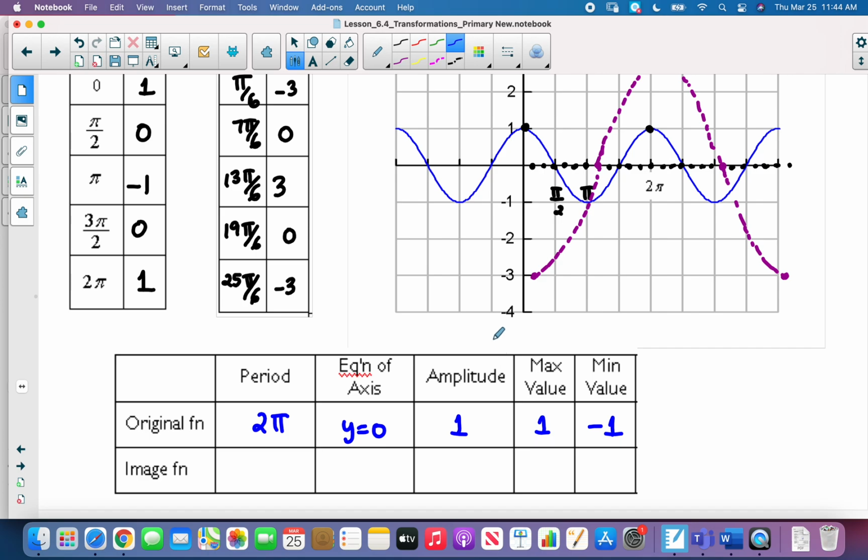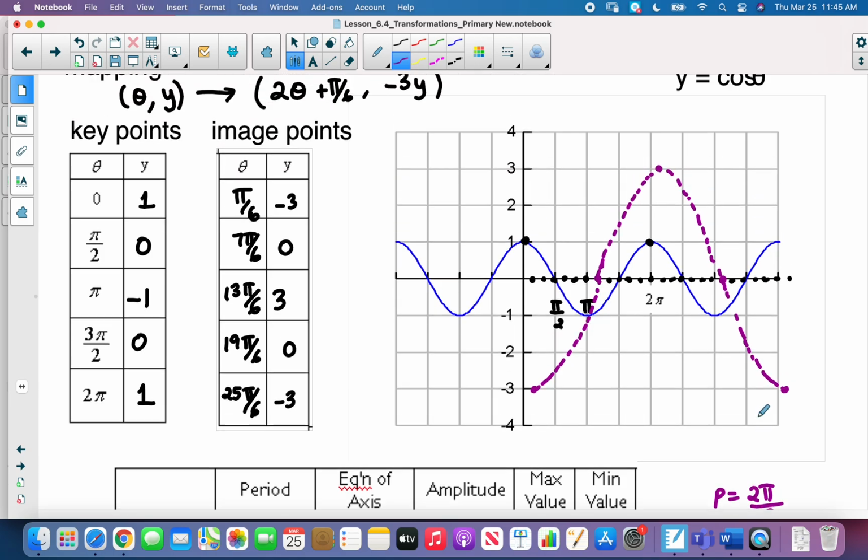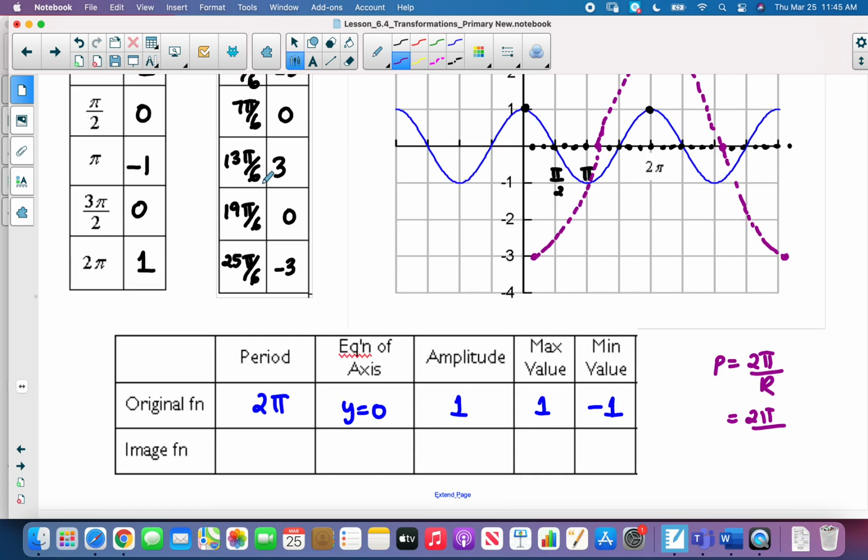In the transformed function, what is the period? You can subtract this from this and find the period. Another way to find the period is P equals 360 or 2 pi divided by K. Let's do it in radians. Period is 2 pi divided by the K value. In this case, it is 2 pi divided by, what's our K value here? 0.5.